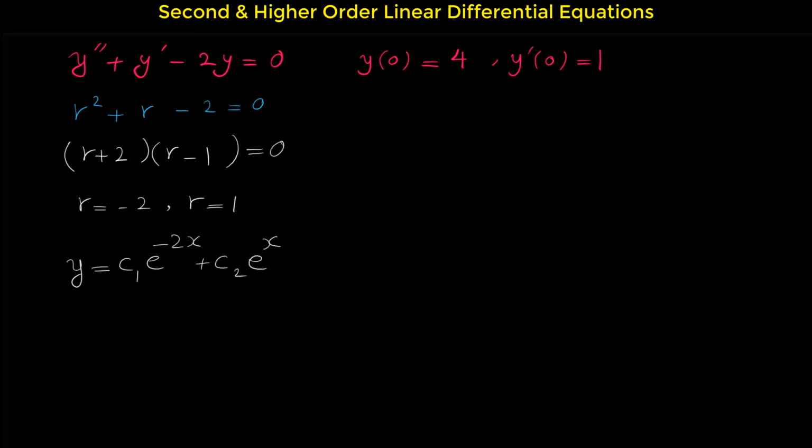Based on these initial conditions, if we plug in 0 in y, the value of y is 4. So we plug in 0 for x. If we plug in 0 here, negative 2 times 0 is 0, so the power is 0. E to the 0 is 1, so we have c sub 1 times e to the 0, which is just c sub 1, plus c2 times e to the 0 again, which is 1. So c sub 1 plus c sub 2 must be equal to 4.